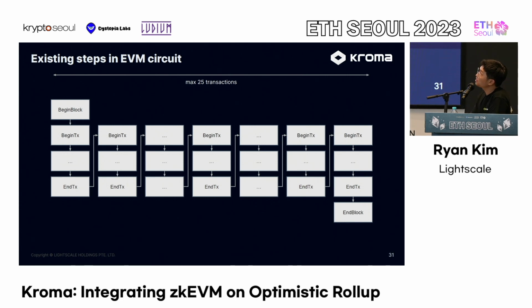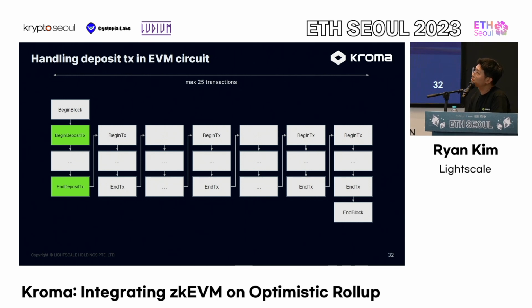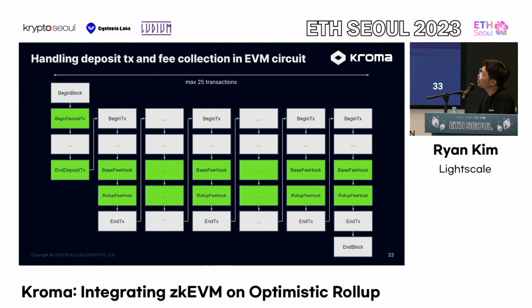And the current EVM circuit is composed of these many circuits. It always starts with the begin block step and ends with the end block step. For each transaction, it always starts with the begin transaction step and ends with the end transaction step. To handle deposit transaction in the EVM circuit, we have introduced begin deposit transaction and end deposit transaction. And to handle the fee collection part, we have added base fee hook and rollup fee hook steps. There's not much difference, right?